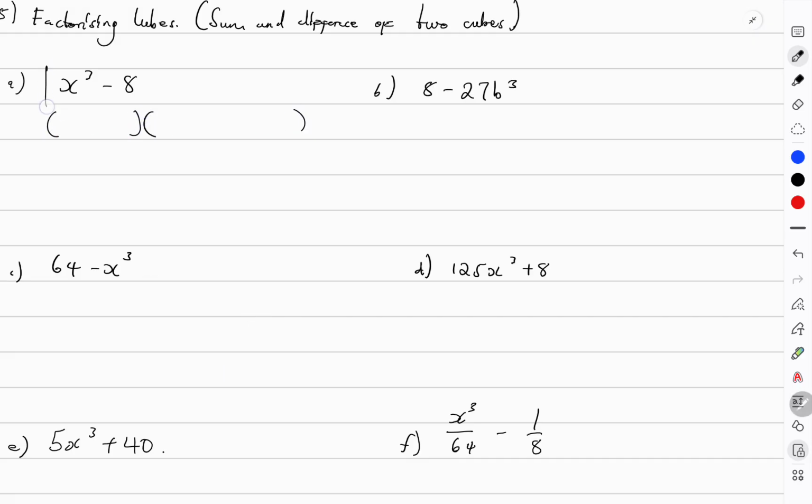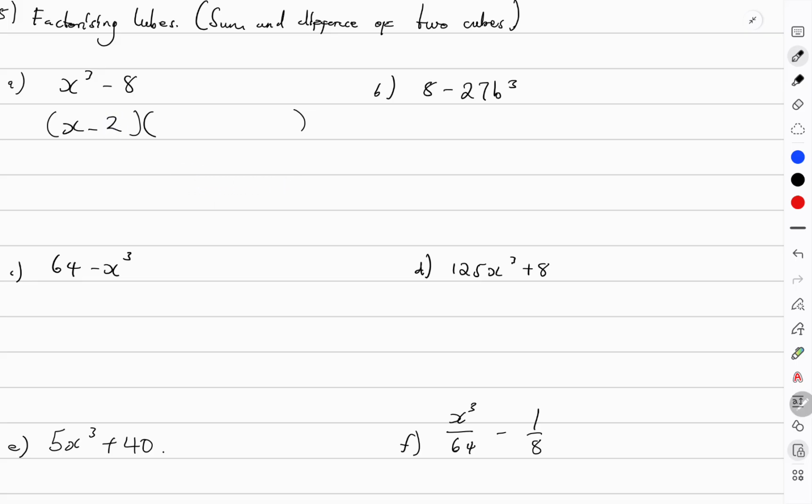On the small bracket, you write the cube root of an individual term. What is the cube root of x to the power of 3? You write it here. What is the cube root of negative 8? You write it over there. The cube root of x to the power of 3 is going to become x. Meaning here I'm going to write x minus, what is the cube root of 8? I'm going to have negative 2.